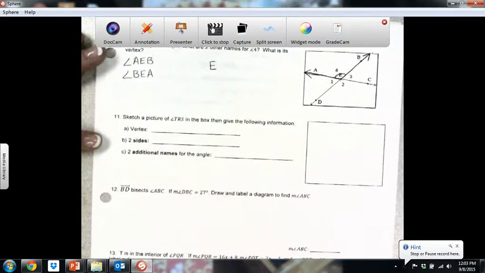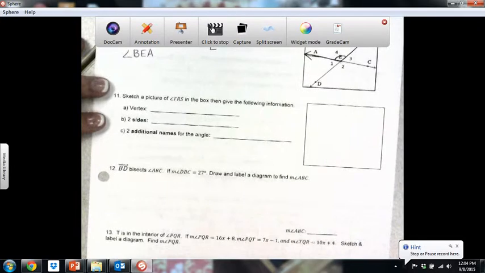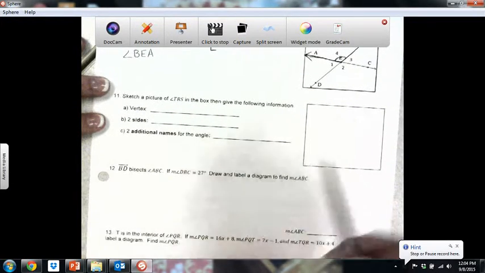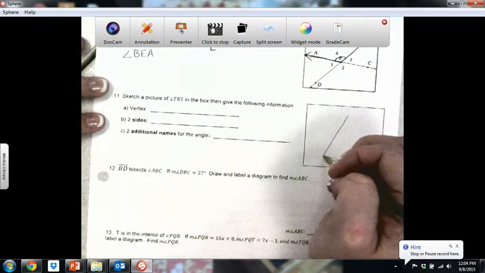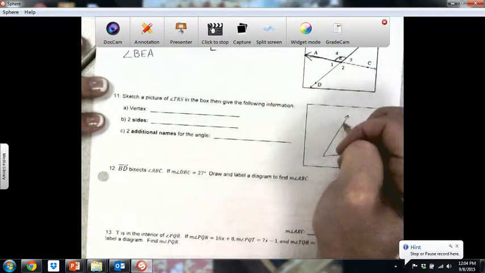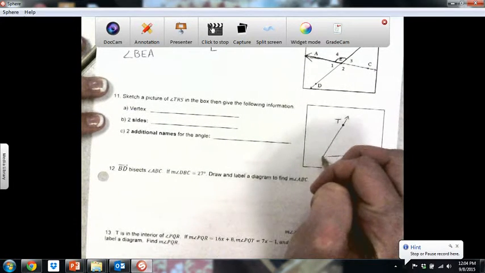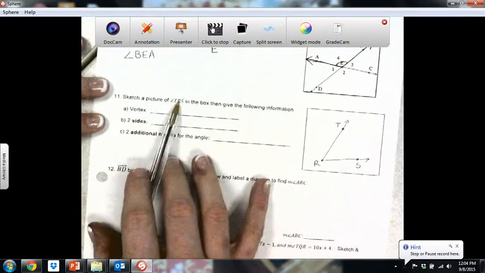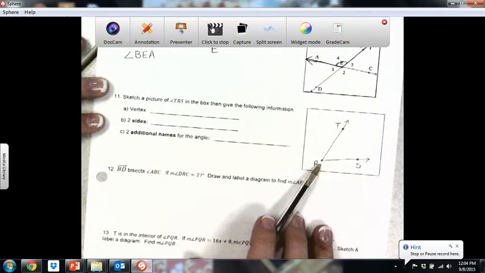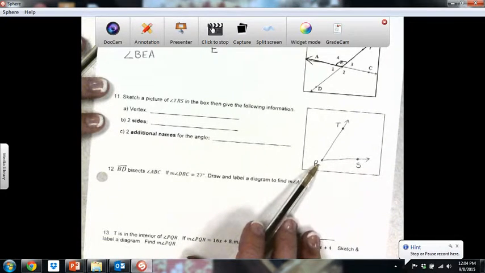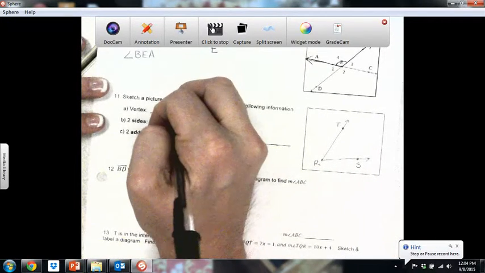If I'm doing something more like number 11, it's just asking me to sketch a picture of angle TRS in the box. It doesn't tell me what type of angle, so I can do an obtuse or acute, it's entirely up to me. But I want to label it TRS. And the middle letter is always the vertex, so that's important. You could switch your S and your T, but you cannot switch where the vertex is. So the vertex is R.